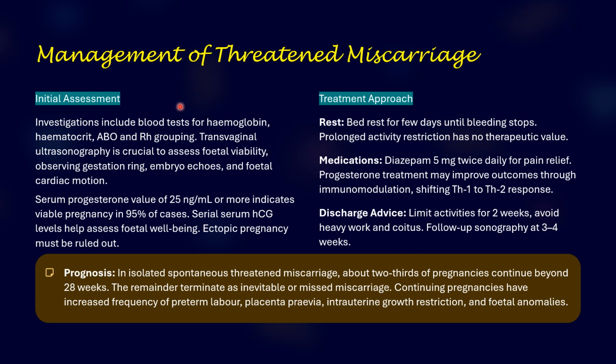So now let's learn about the management of threatened miscarriage. The first initial assessment is an investigation which should include blood tests for hemoglobin, hematocrit, ABO and Rh grouping. There also has to be a transvaginal ultrasonography to assess fetal viability. Then serum progesterone should also be checked to see if the value is 25 ng per ml or more, because it indicates a viable pregnancy.